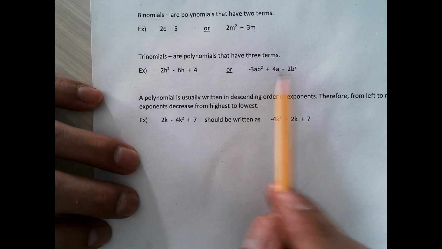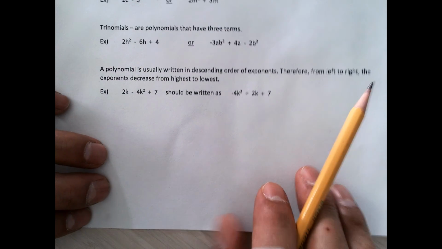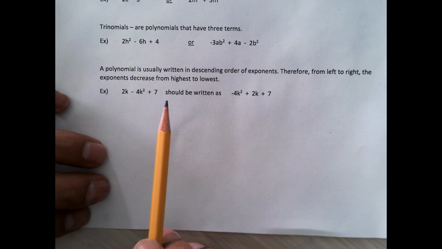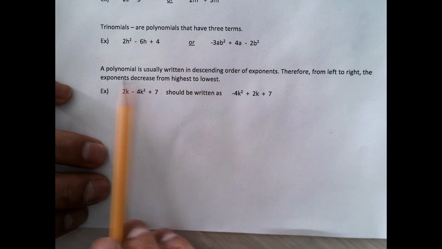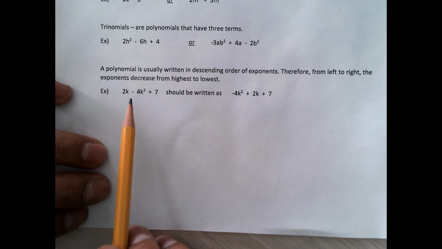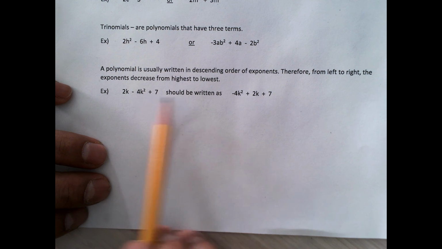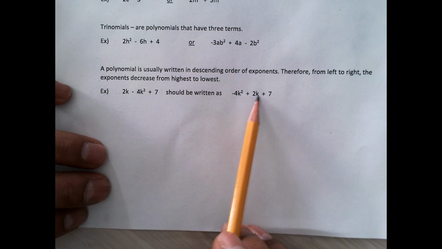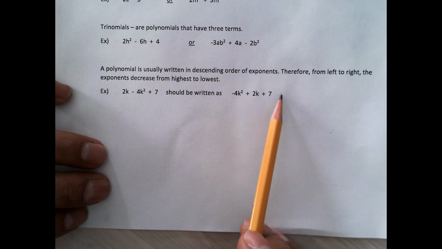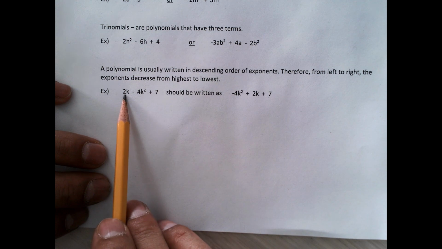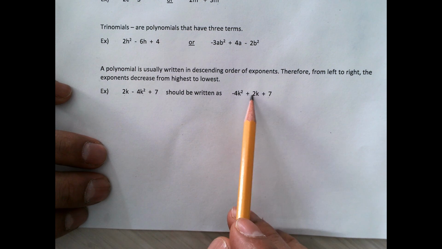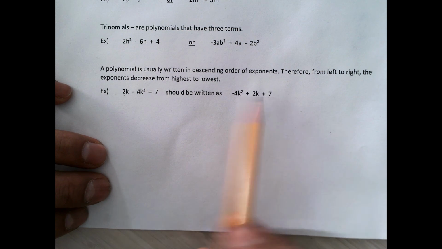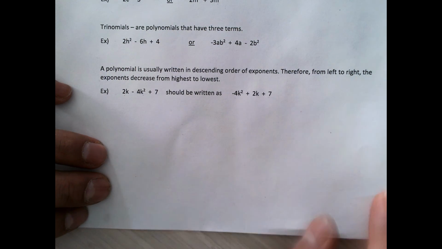And last note here before I go into the next video, which will be talking about parts of a polynomial. This one is talking about how, when we write polynomials, it's better that we write them in descending order of exponents, from highest exponent to lowest, okay? So I rewrote 2k minus 4k squared plus 7 into negative 4k squared plus 2k plus 7, descending order of exponents.